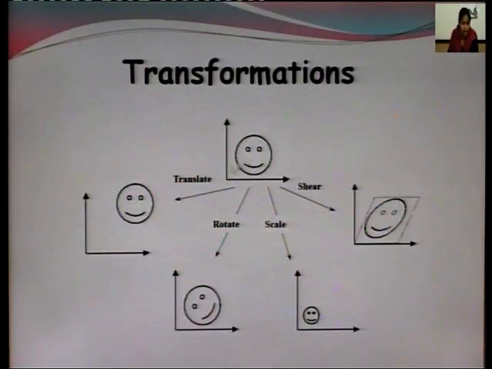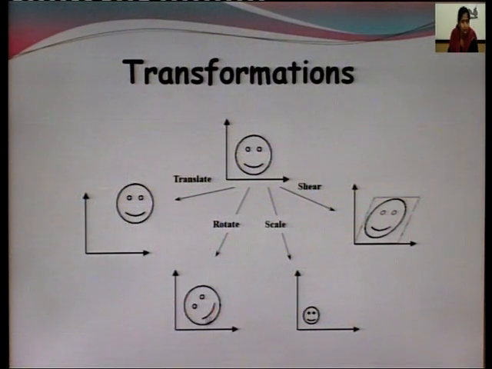In translation, the object is just displaced. There is no change in the shape; all the angles are preserved, and all the distances, like the distance between the eyes and the face, are preserved. So, translation is a rigid body transformation. In rotation also, the angles and distances between the basic points comprising the object are preserved.